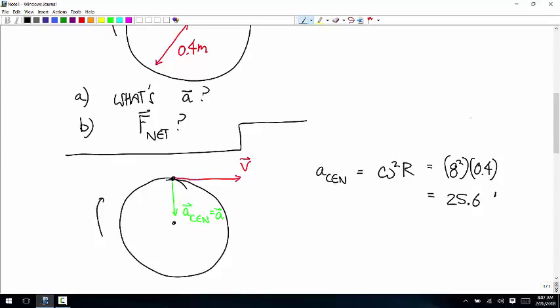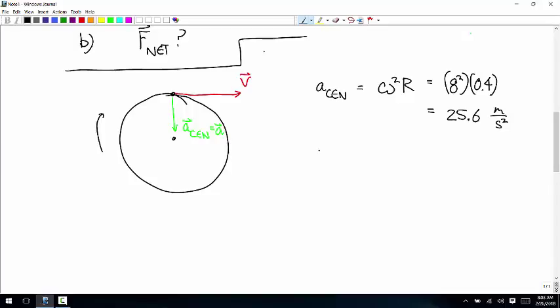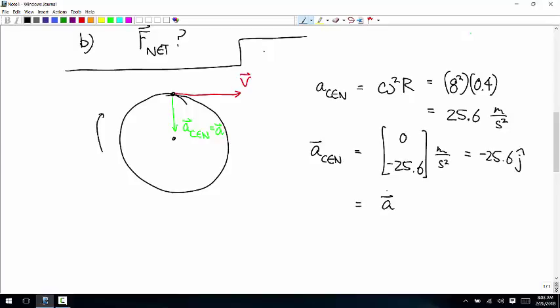So 25.6 meters per second squared. From the drawing, we can see that it's in the negative y direction. So the centripetal acceleration vector is 0, negative 25.6, or you can write that as negative 25.6 j. Those mean the same thing. And that's also equal to the total acceleration because there's no tangential part. Any questions about that?